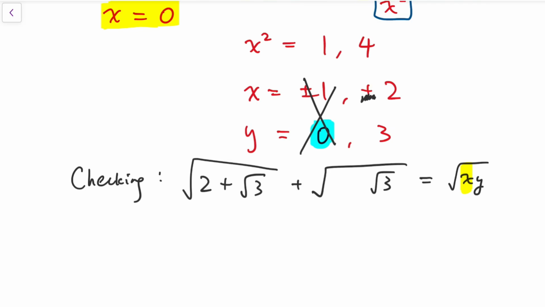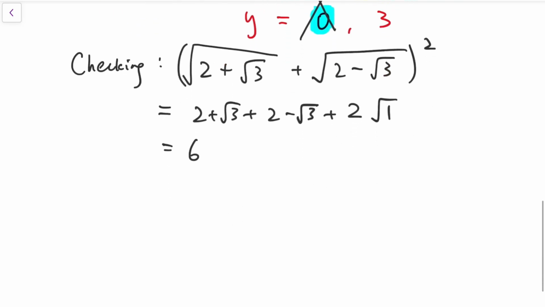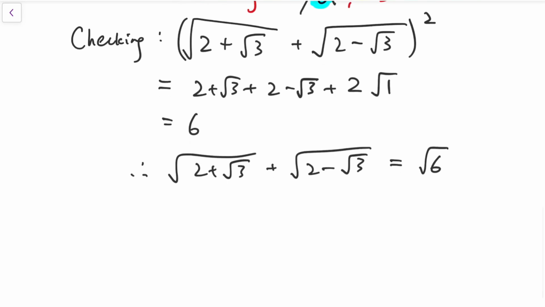On the square root of 2 plus root 3 plus the square root of 2 minus root 3. So if I square this number, we can do the similar operation as before in our first step when solving this equation. And the square of this expression is equal to 6. So that means this number is equal to root 6. And that means x equals 2 and y equals 3 is a valid solution pair.